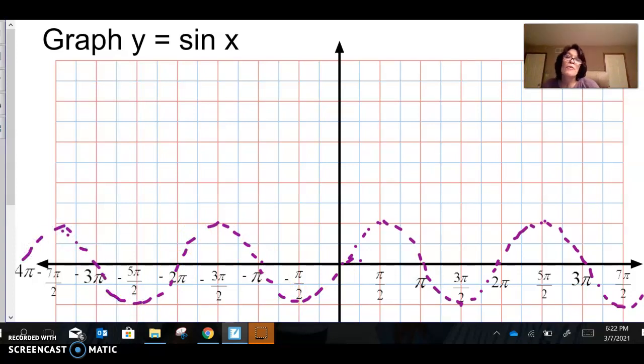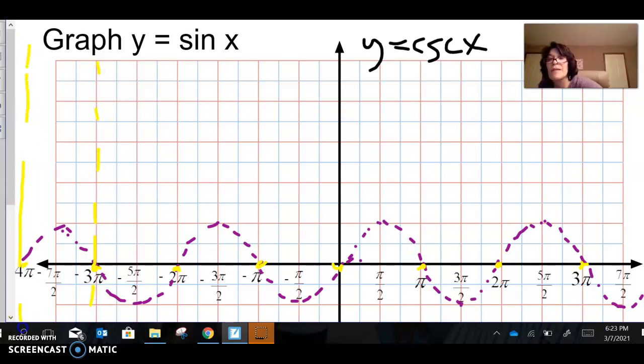Okay. What I want you to realize is whenever sine equals 0, cosecant is undefined. So I want to graph the cosecant of x by graphing the sine of x. And everywhere that sine is 0, which is all the n pi's, for cosecant, those are going to be asymptotes. I'm going to have asymptotes at every pi, including 0 pi, which is 0.